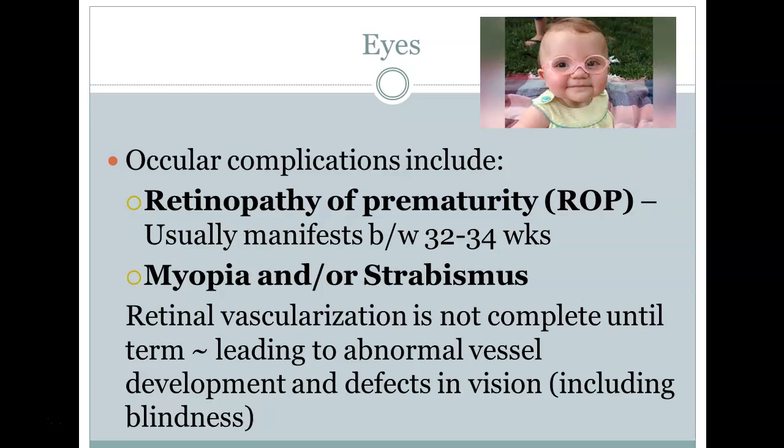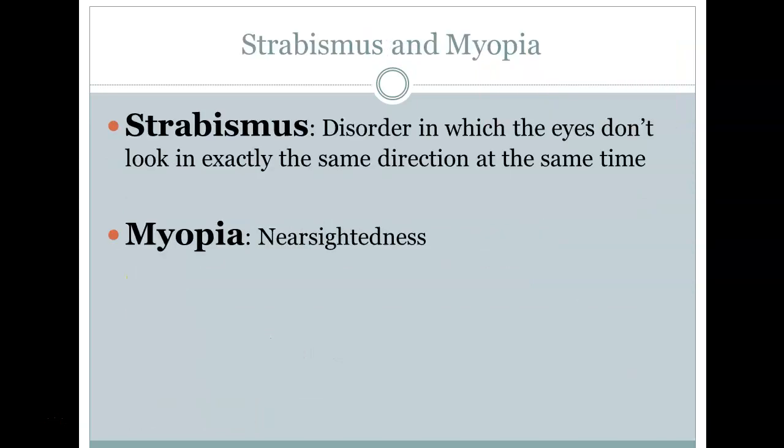Retinal vascularization is not complete until term. This can lead to abnormal vessel development and defects in the eyes, which is why oftentimes premature babies require glasses because they have myopia, or they can have blindness. Again, strabismus is the disorder in which the eyes don't look in the exact same direction at the same time, and myopia is that nearsightedness.